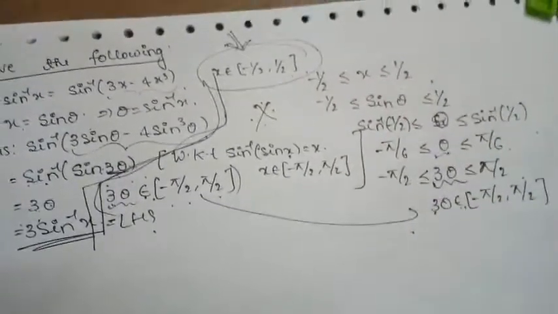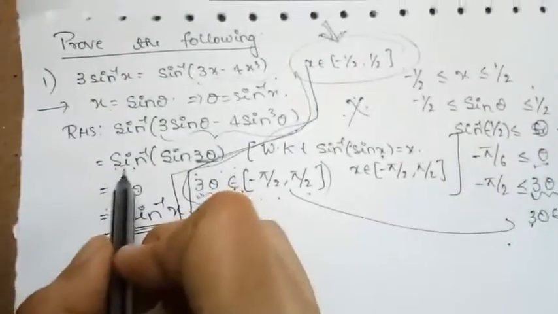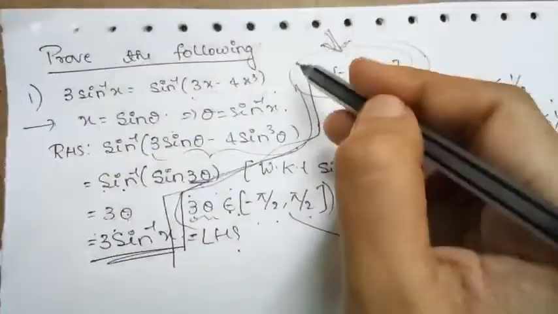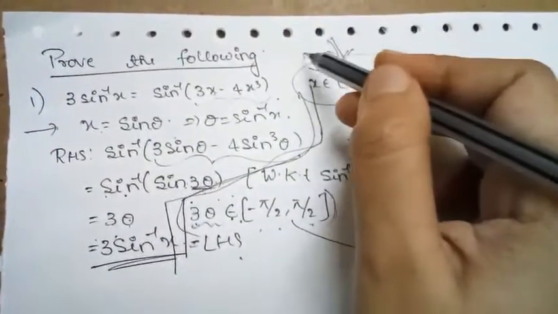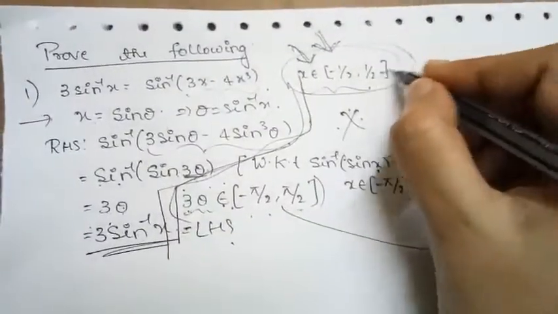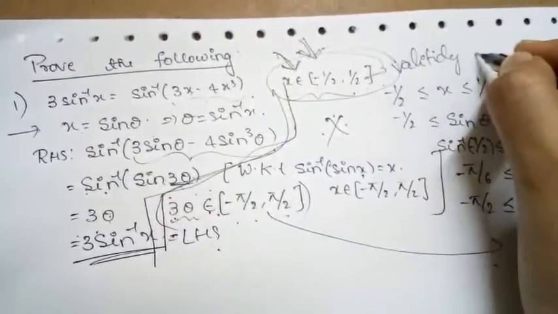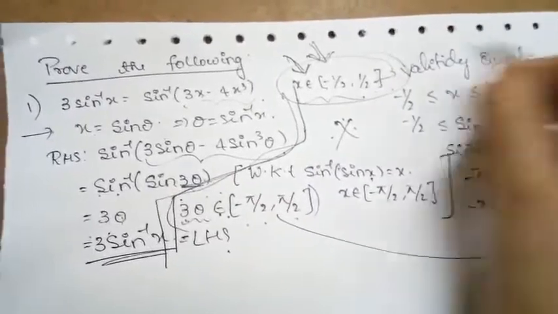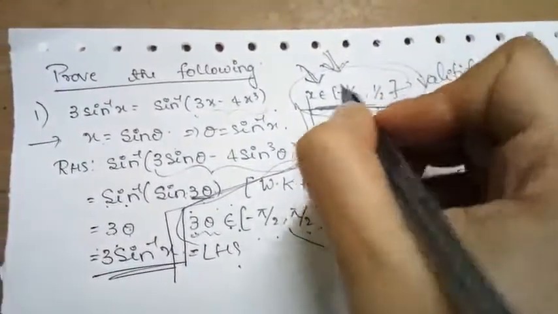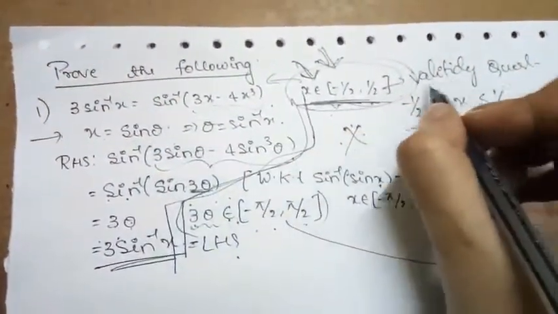But in your NCERT, all these concepts are not given that much importance. They deal directly with sin inverse of sin 3 theta is equal to 3 theta, because in the question itself, the values of x they have given indicate the validity of each and every question. The value of x given in every question says that the question is valid in this range.